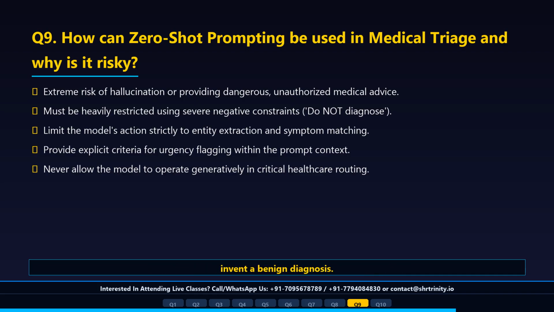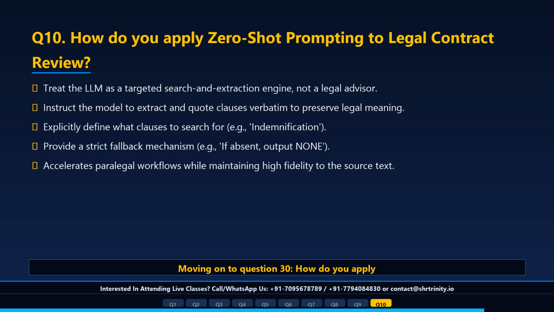If you must use zero-shot in this domain, you employ severe negative constraints and rigid extraction protocols. The prompt must say, extract the listed symptoms. Do not provide a diagnosis. Do not suggest treatments. If symptoms match the attached critical list, flag as urgent. Otherwise, flag as routine. You restrict the model to pure text matching and extraction, entirely disabling its generative reasoning capabilities. Moving on to question 30.